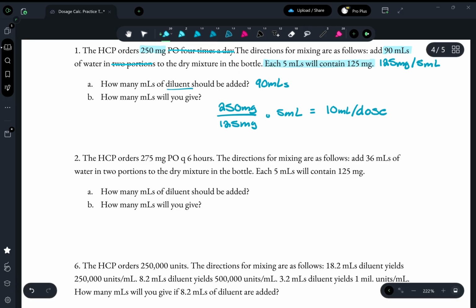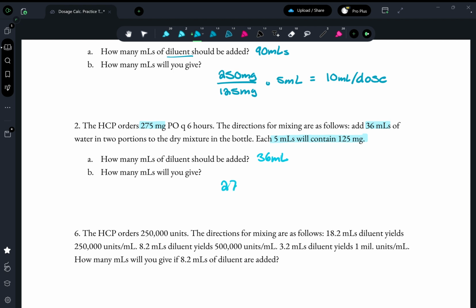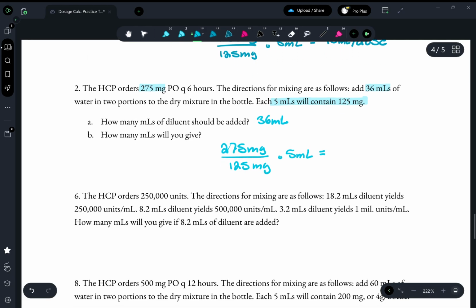Okay, same thing again. 275. We don't care that it's PO. We don't care that we're giving it Q6 hours. This time you're going to add 36 mLs of water, like sterile water usually, in 2 portions. Again, we don't care that it's 2 portions, and honestly in the hospital you're not going to do that. You're just going to put the whole 36 and shake. And then our concentration is going to be 125 per 5. So this is honestly almost the exact same problem. We're going to give 36 mLs of diluent. We want to get 275 milligrams by the end. Our concentration is 125 milligrams per 5 mLs. Our answer is going to be 11 mLs per dose.